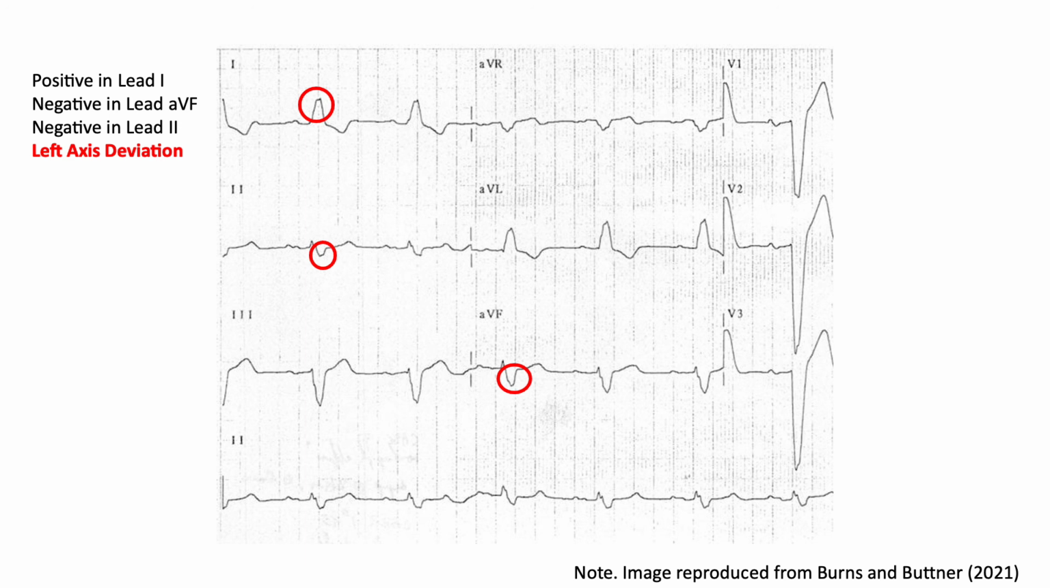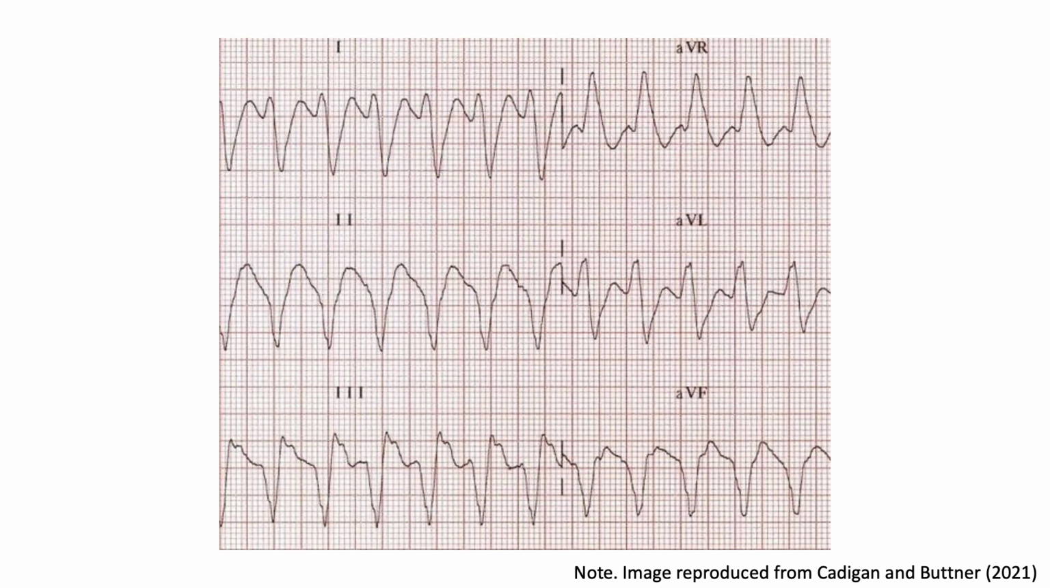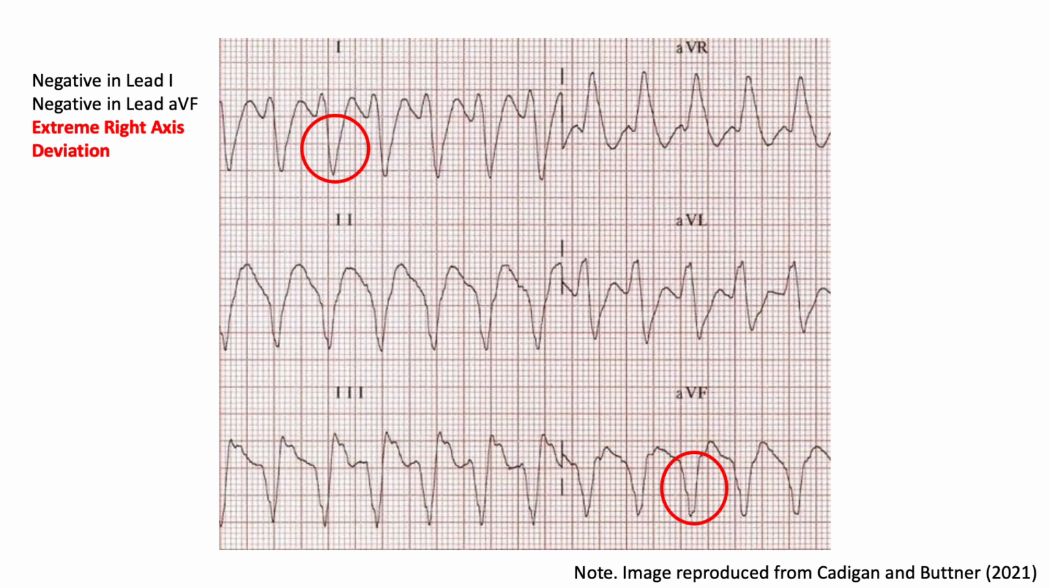And I'm sure some of you would have noticed that this patient is also having a left bundle branch block, so really it's no surprise that they have a left axis deviation as well. Wouldn't want to be this person. It's negative in lead 1 and AVF, so this is of course an extreme right axis deviation.